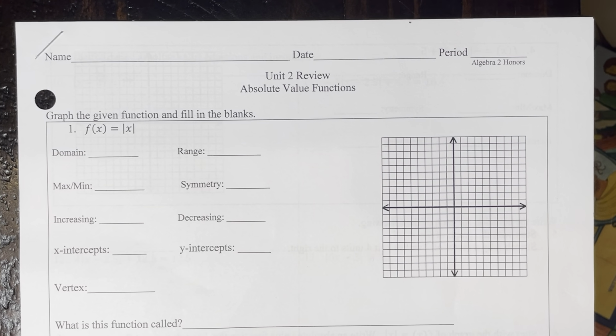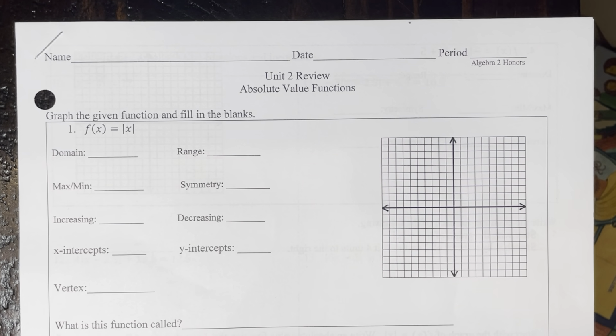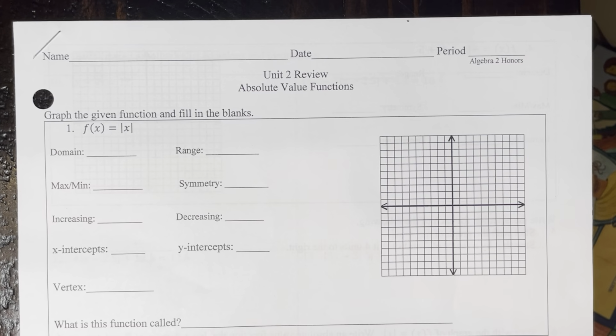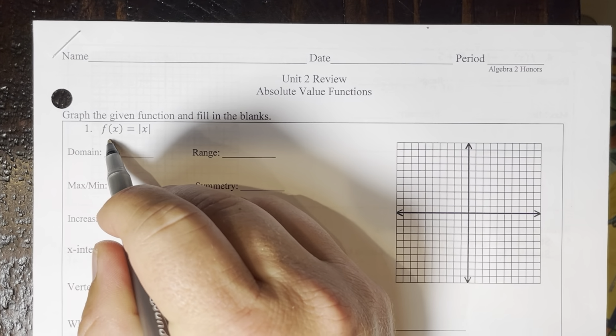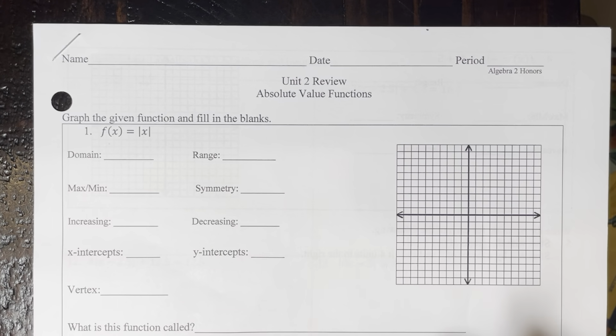All right, it's time to get ready for our Unit 2 test. So let's go through this review. Make sure if you have any specific questions, go to those questions that you are struggling with. But the first one is y equals the absolute value of x.